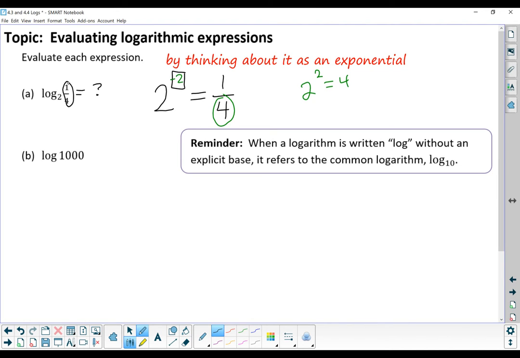If your argument on your log is a fraction, most likely the power that you're looking for is a negative power. If you see a log that does not have a little base written, it's a base 10 log. So this is log base 10 of 1000. If I think about that in exponential form, it's 10 to some power gives me 1000. I think about what power of 10 is 1000, and so our answer here would be 3.